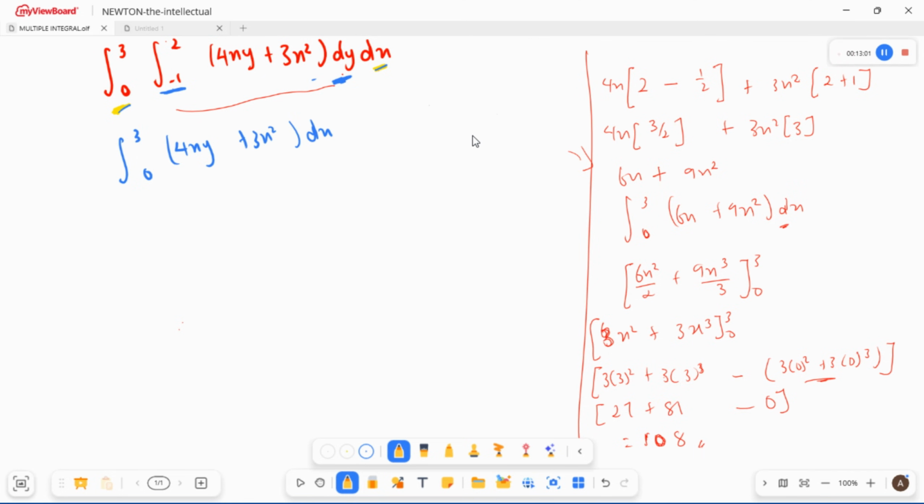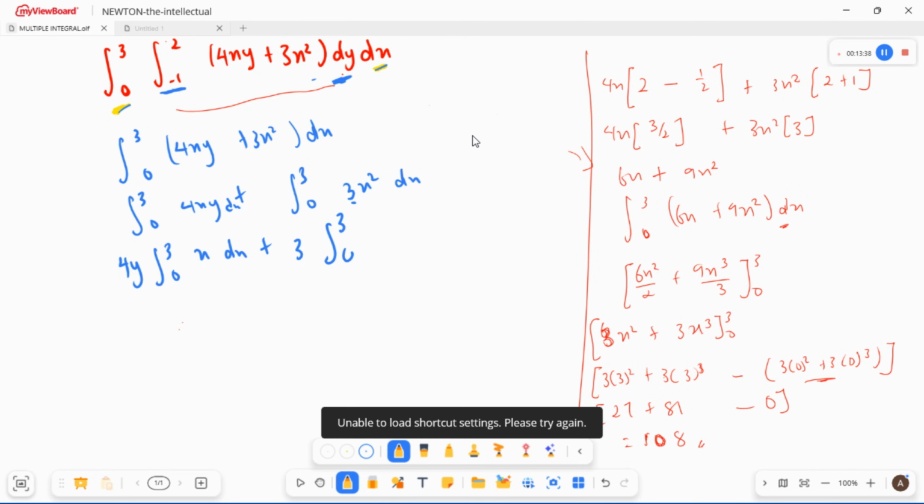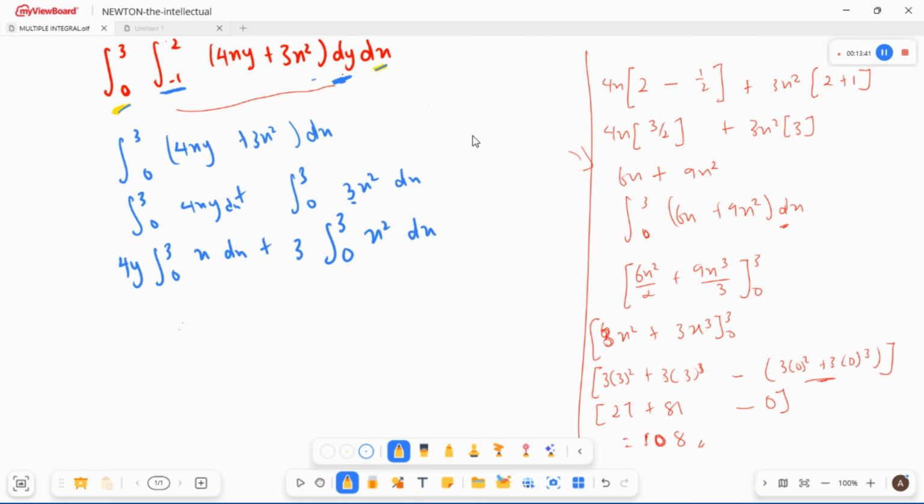Now we're going to integrate this. Remember, for this expression now, we are integrating with respect to x. So now we're going to have 4xy plus the integral of 3x squared dx. Because now x is the variable and y is a constant, we're going to be treating y as a constant. So we have the integral from 0 to 3 of 4y x dx, plus the constant 3 times x squared dx, because we are integrating with respect to x. So now we just integrate.